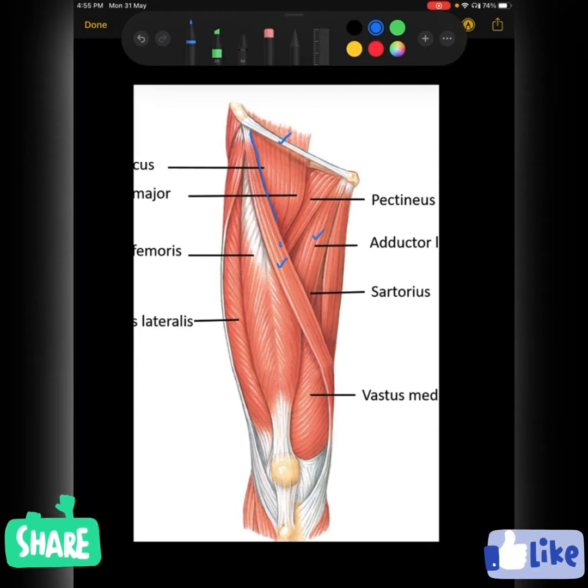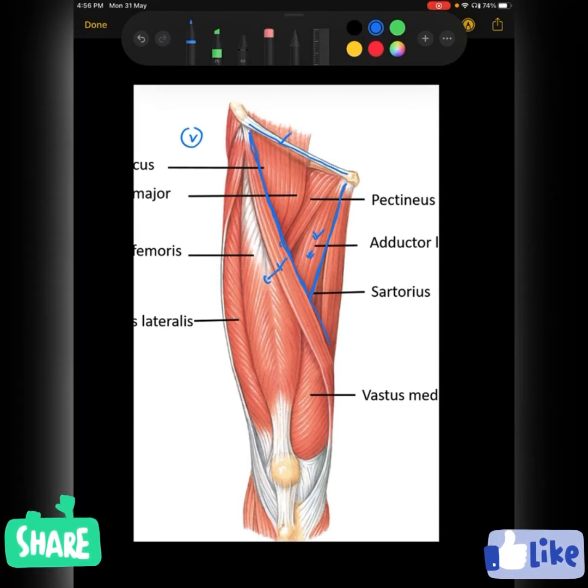Follow this line. This is the medial border of the sartorius. This is the medial border of the adductor longus, because this is the adductor longus. So these are the boundaries of the femoral triangle. The lateral boundary is the medial border of the sartorius, and the medial boundary is the medial border of the adductor longus. Give caution here that sartorius is outside the femoral triangle, but adductor longus is inside the femoral triangle, right? And here is the inguinal ligament, which forms the base of the femoral triangle.